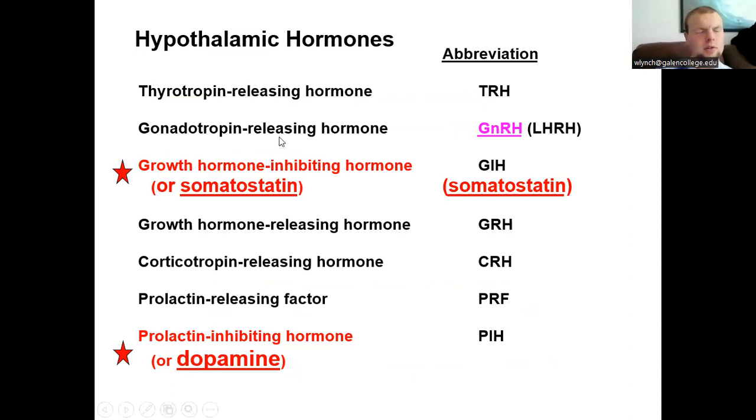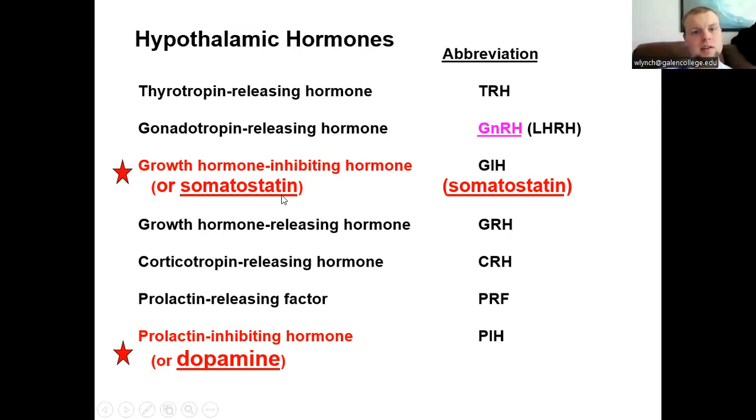So first, thyrotropin releasing hormone. This is going to go and stimulate the pituitary gland to secrete TSH, or thyroid stimulating hormone. Gonadotropin releasing hormone. This is known as GnRH. This is going to stimulate LH and FSH release from the pituitary.